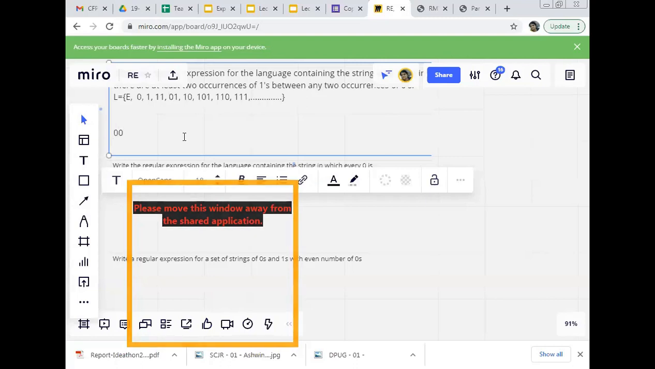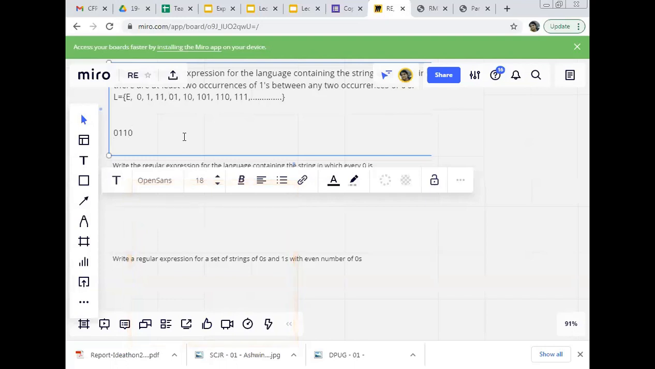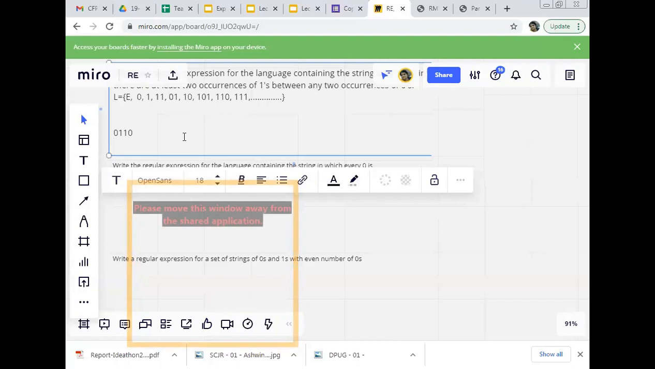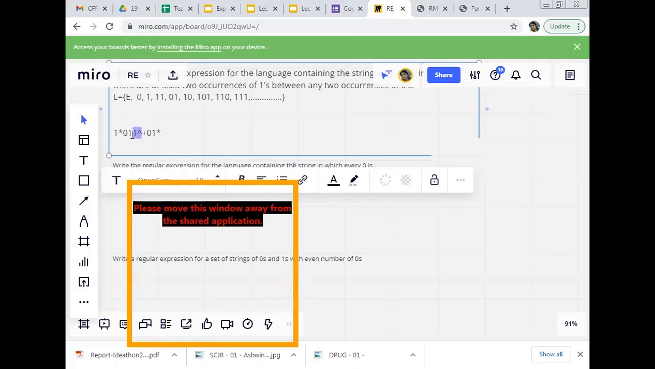If there is a double zero, then there should be more than one one. So what will come here? What can I have here? We can have more than one, two, right? So 1 raised to plus I can have. Are you getting it? I can have 1 star here, any combination, right? Students, just make a note of this: this is 1 raised to plus. I should have at least two ones, and after that I can have one or more ones in between two zeros.